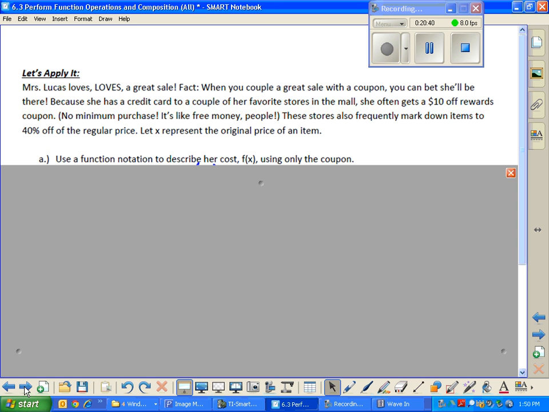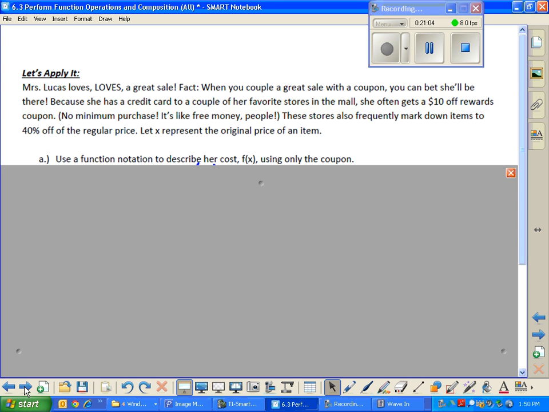Full disclosure, I went to the Gap over the holiday break. I had a really good coupon, and there was a really good sale, and it prompted me to write this word problem for you. So it's very candid. I love the shop. I love a great sale.